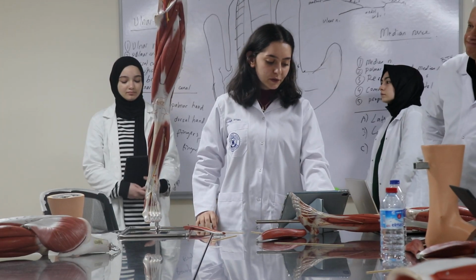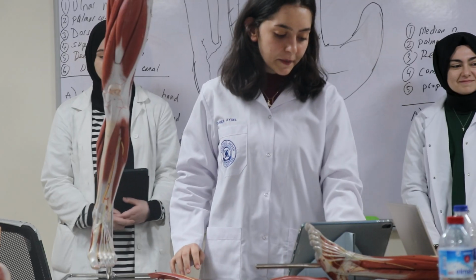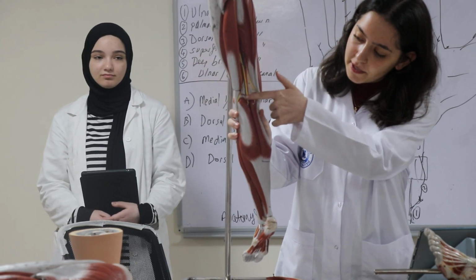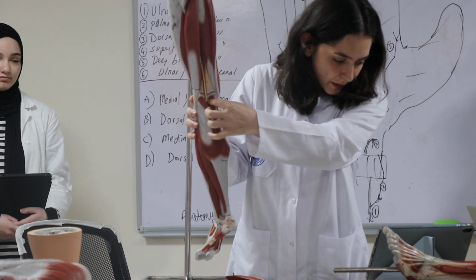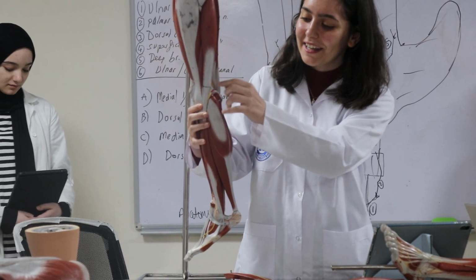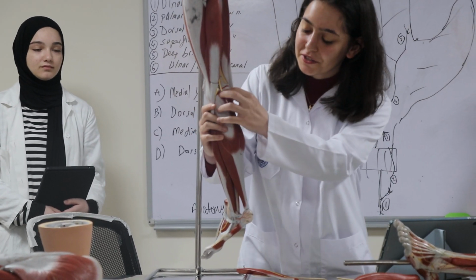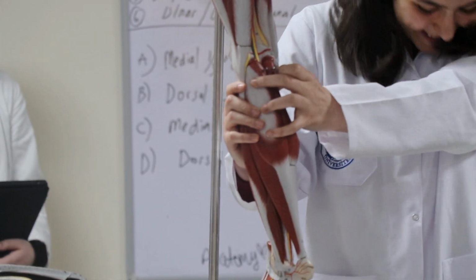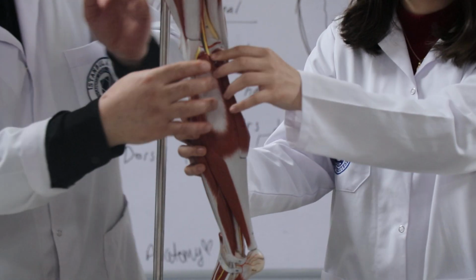I'm going to talk about the common peroneal nerve. It begins at the apex of the popliteal fossa, and it bifurcates in two. It gives off two branches, like this, from the sciatic nerve.